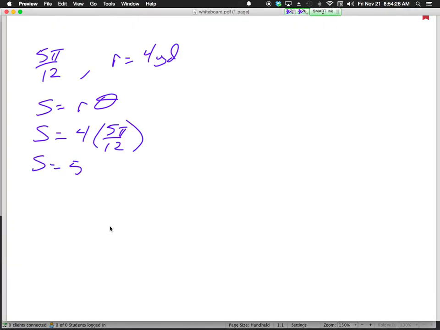So S equals 5.235. Now, what are my units? Because I'm very unit driven on what we're doing today. You've got to put your units in there so you know what it is you're talking about. So what's my unit? Yards.